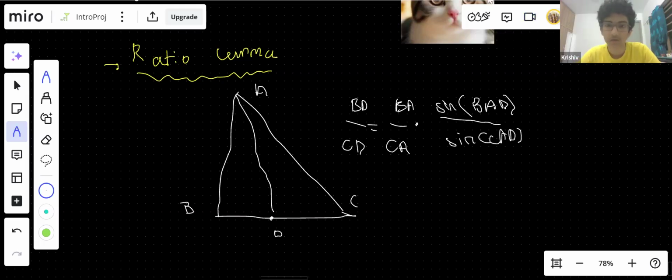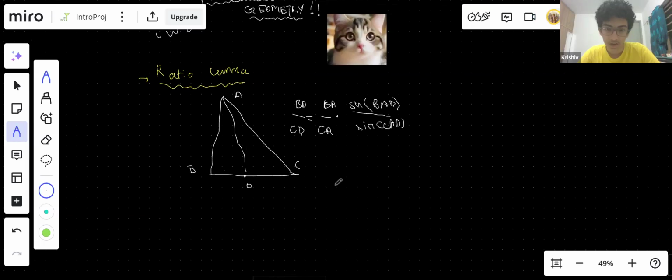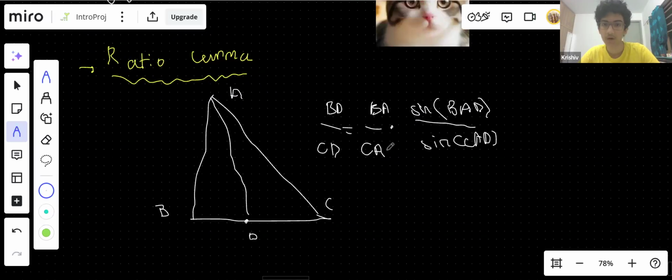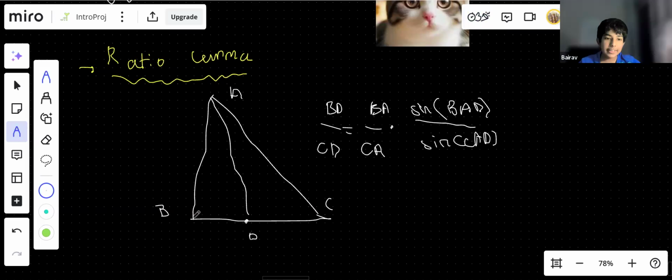So this is the normal ratio lemma with trigonometry. Does someone see how we can derive this? Sine rule in the triangles, I guess. Yes, and then we just take that AD is common and divide it.